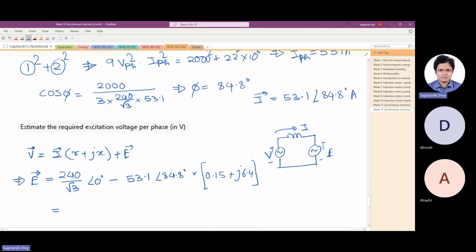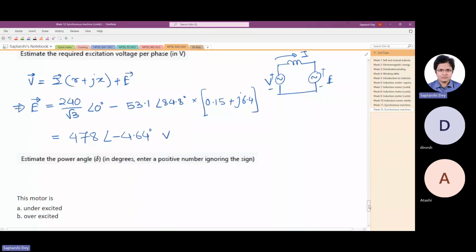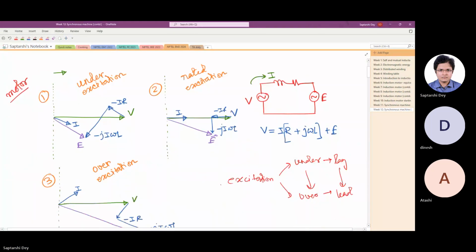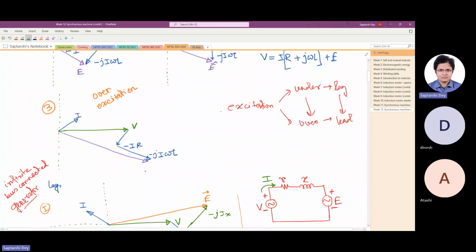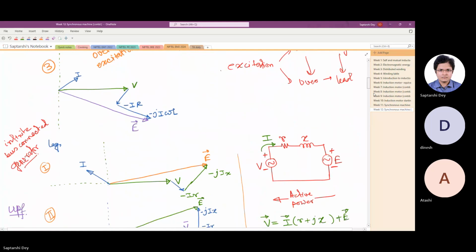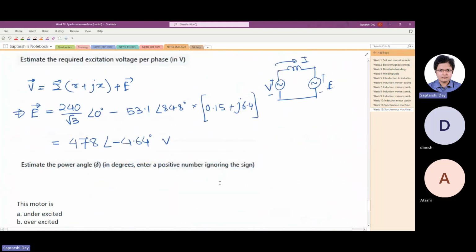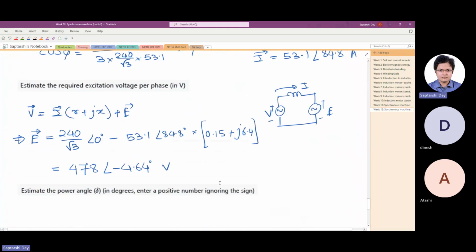This you can do in a calculator, and what you will get is 478 angle minus 4.64 degree. Let us quickly check: is it matching? See the overexcitation phasor that we derived last day. E was lagging V. Here also in the calculation, what we are getting is E is lagging V.